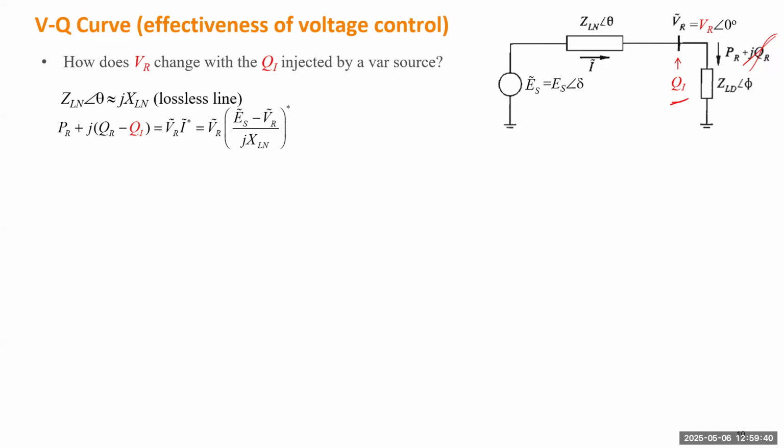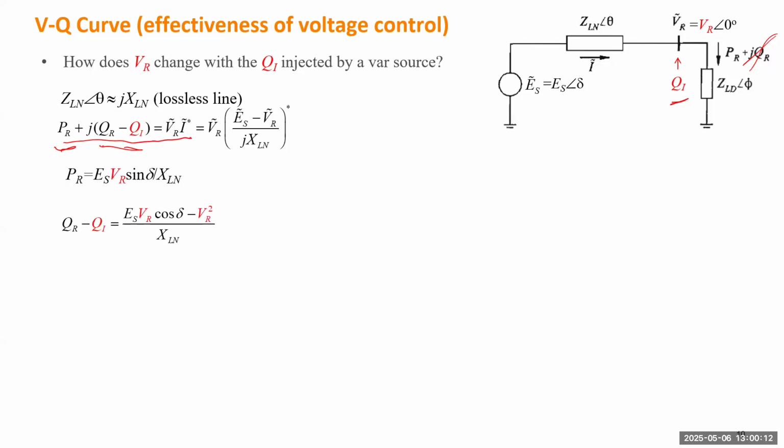So the compressed power from the source, voltage can be calculated by this formula. Here, because QI is injected, reactive power will compensate part of the reactive load. So finally, the total compressed power from the source will be PR as the real power, but for reactive power it will be QR minus QI.